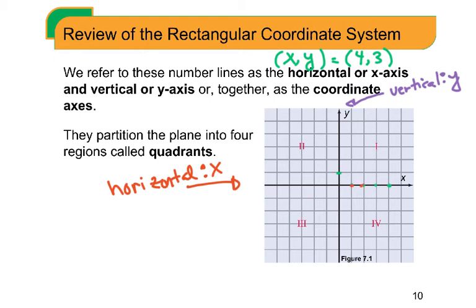Let's do x in red. 1, 2, 3, 4. So this dotted line here represents all the values where x equals 4. Now y equals 3. That's the vertical line going through y equals 3. Right here, where that intersects, that's the point 4, 3. These are like directions. Go to the right 4, go up 3, and that will be my point. And we'll do some more practice with that in a minute.